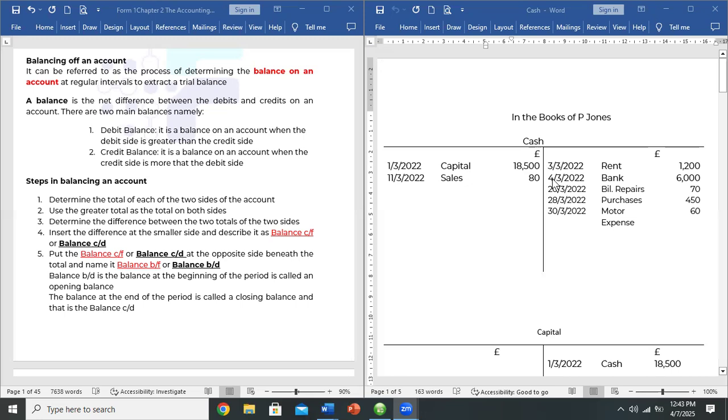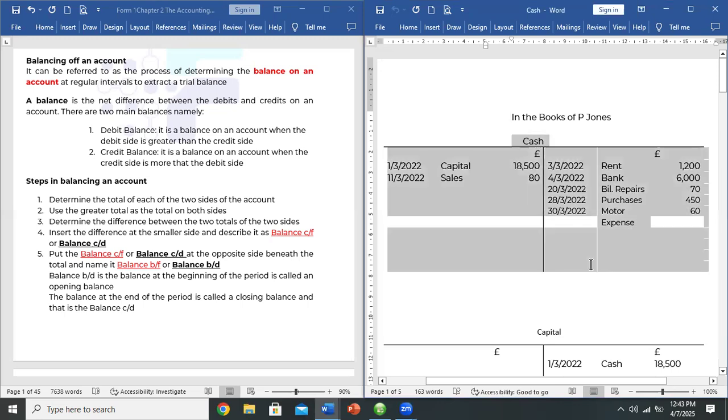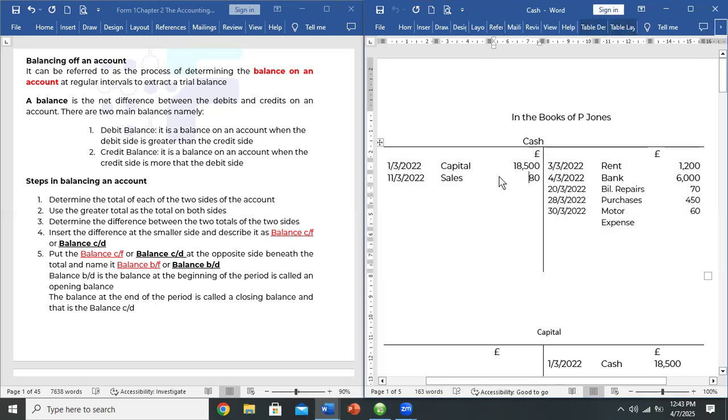Balancing of an account. Okay. So if you look at the account I have here, which is cash account, you see a lot of figures, some debited, some credited, right? It becomes necessary for us to summarize these plenty entries in the account into a single amount, right? And we can only do that through balancing of the account. So when we talk of balancing of an account, it can be referred to as the process of determining the balance on account at regular intervals to extract a trial balance.